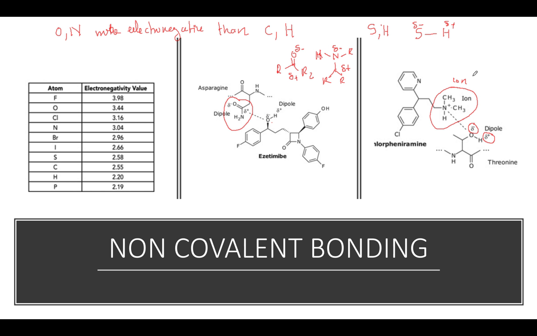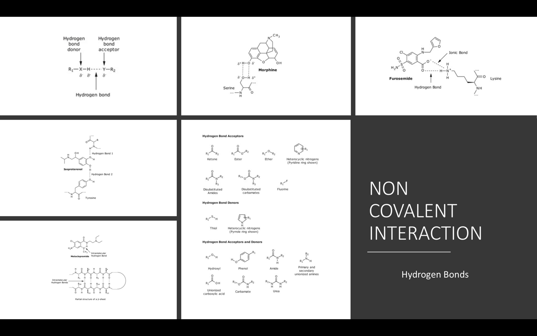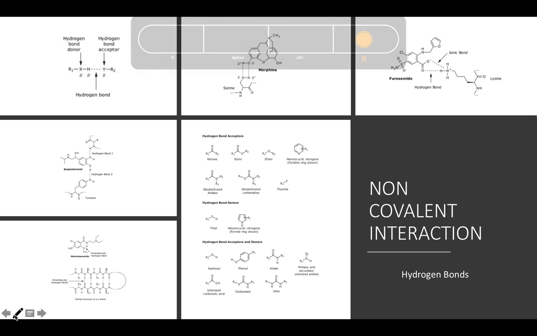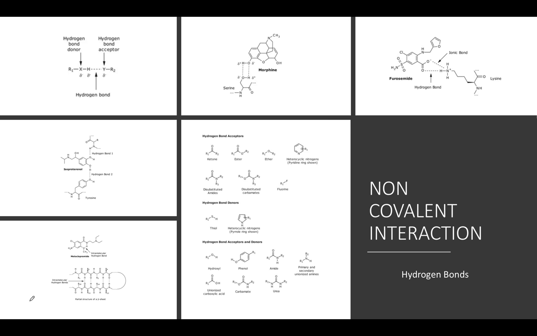So the next type of bonds that we're looking at is hydrogen bonding. Hydrogen bonding is really a form of dipole-dipole interaction. When you look at this picture here, it looks as if this hydrogen is serving as a bridge between two electronegative groups. The atom that is actually bonded to the hydrogen is called the hydrogen bond donor. And the one that is engaging in the interaction that does not have the hydrogen is called the hydrogen bond acceptor.